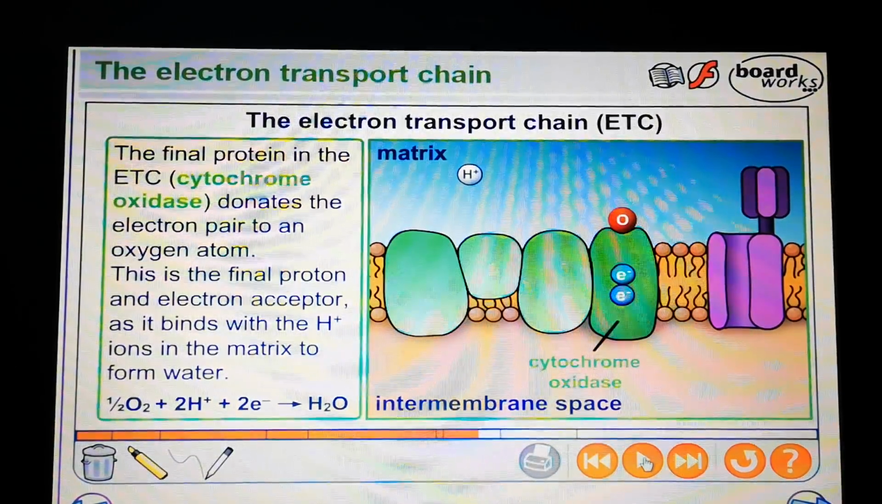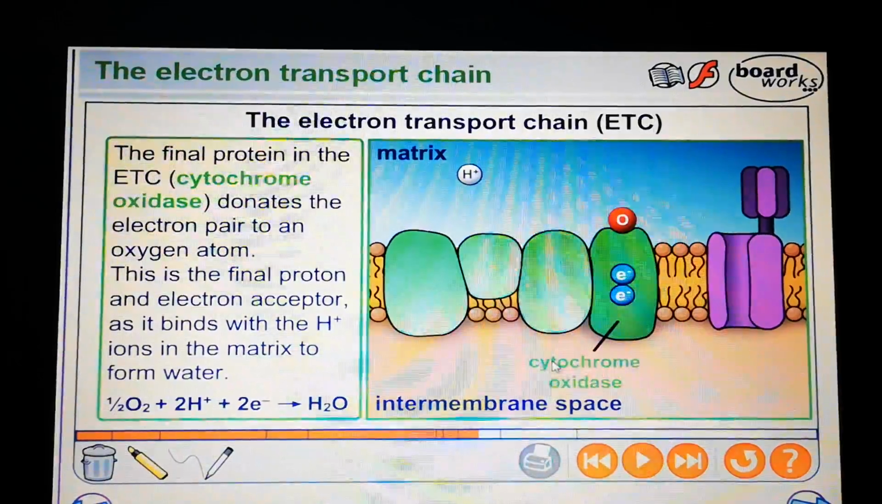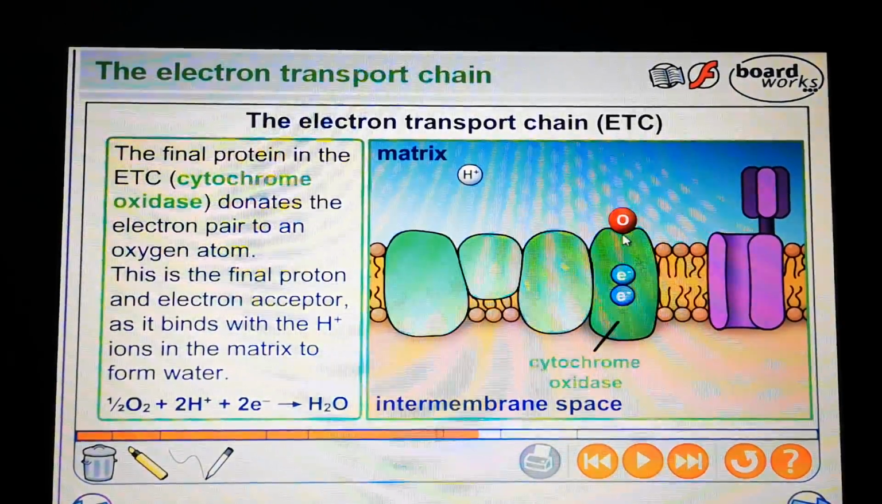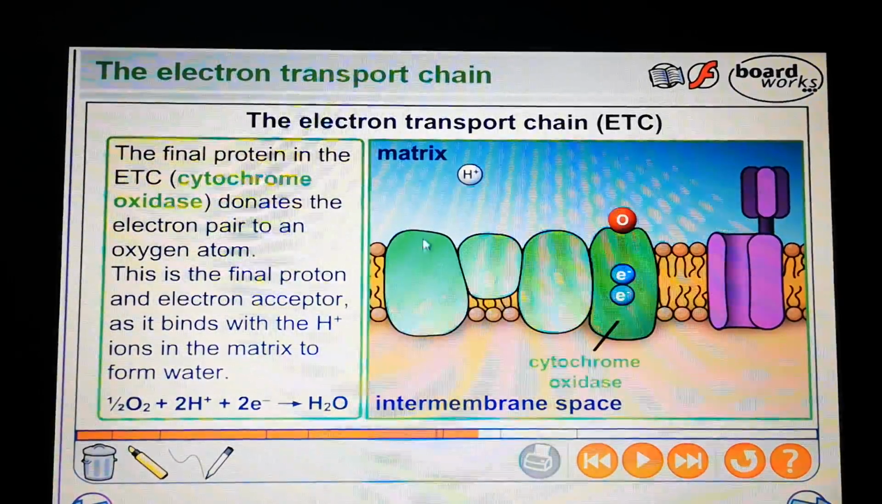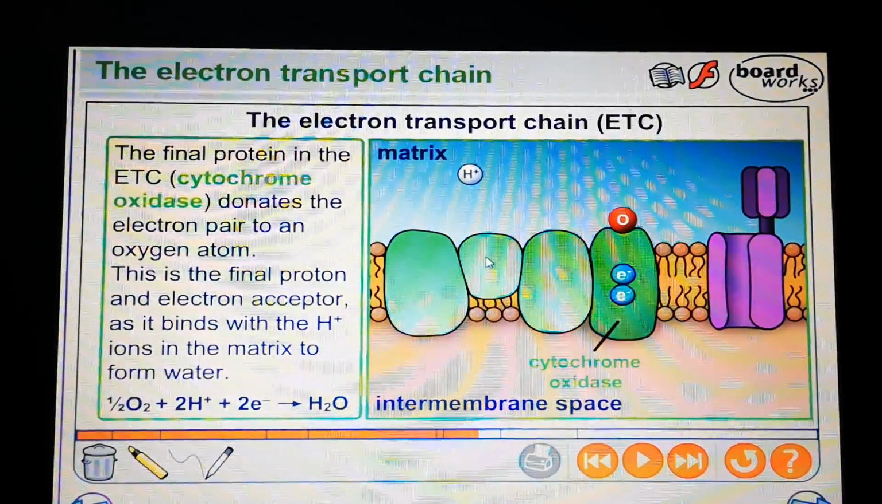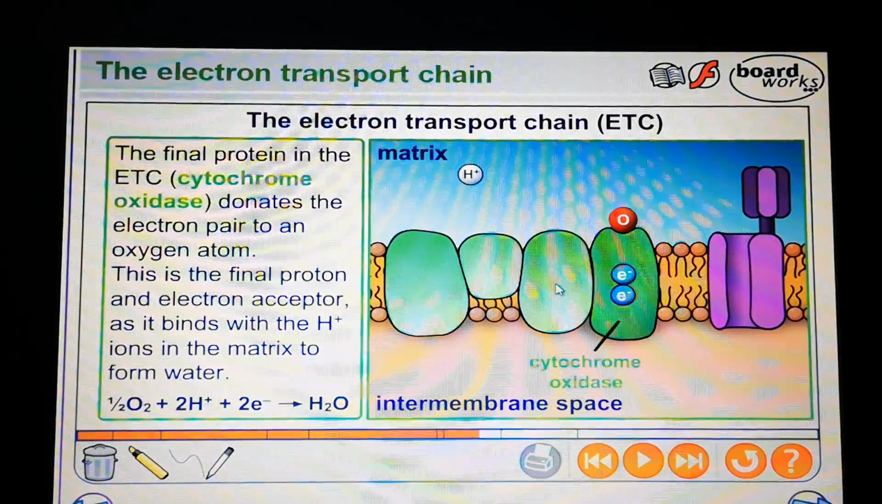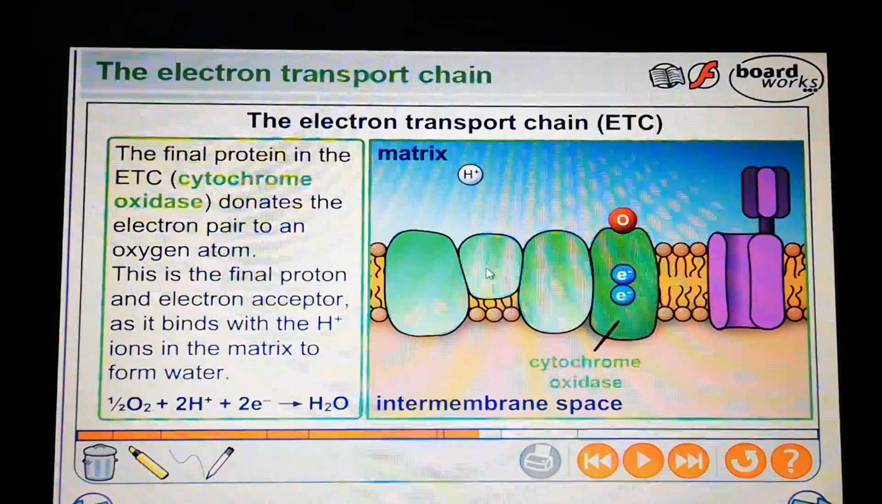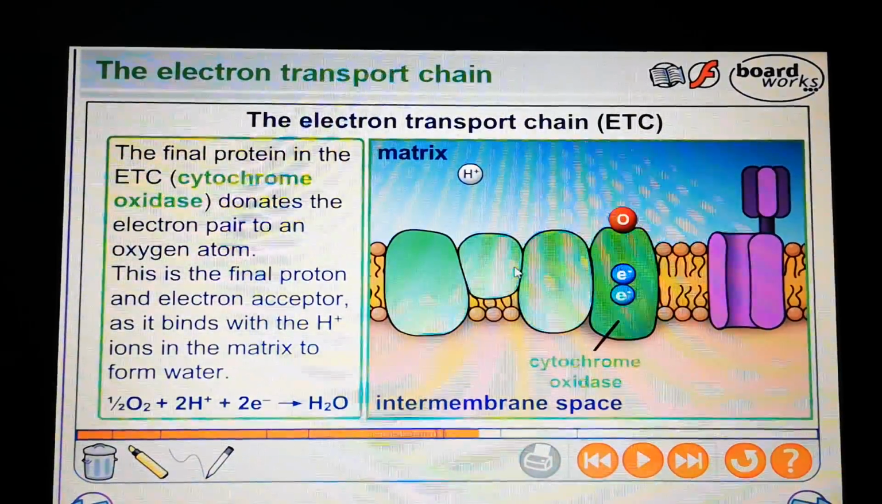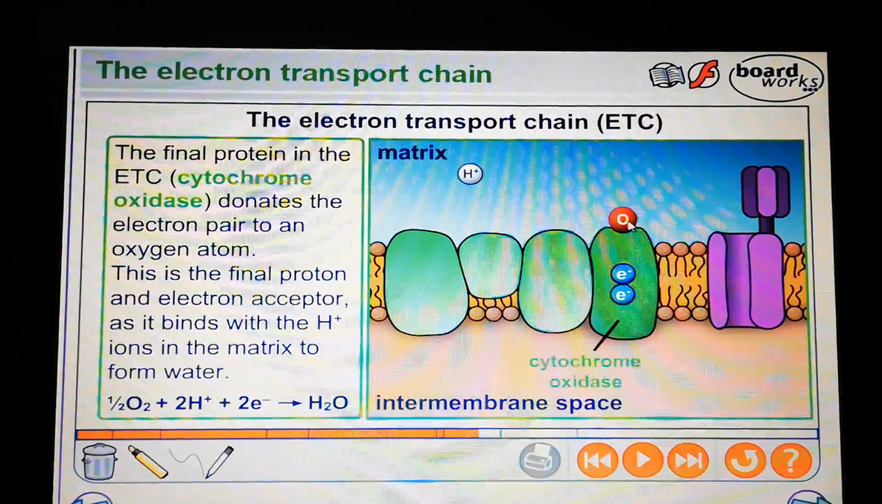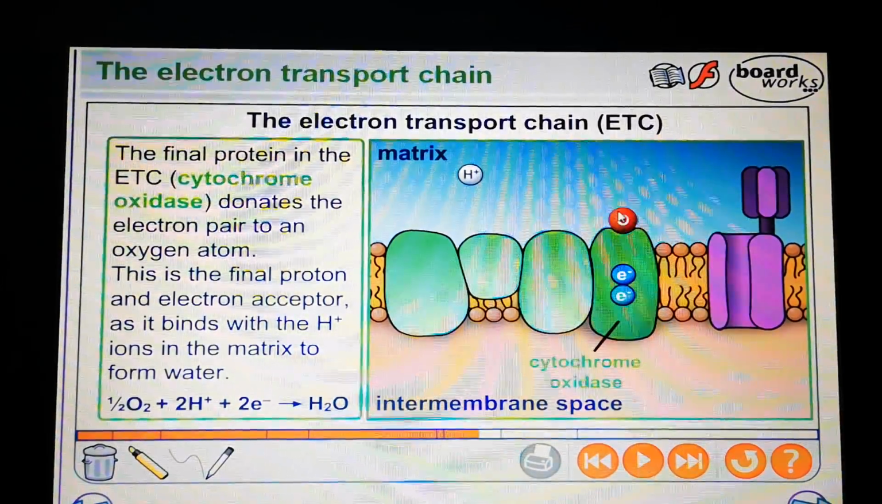Without oxygen, this whole conveyor belt will stop, because unless this pair of electrons is taken away, we won't be able to have another pair of electrons start flowing from one protein to another. So the whole electron transport chain will stop working. So it's really important that we have oxygen. So this is the final electron acceptor.